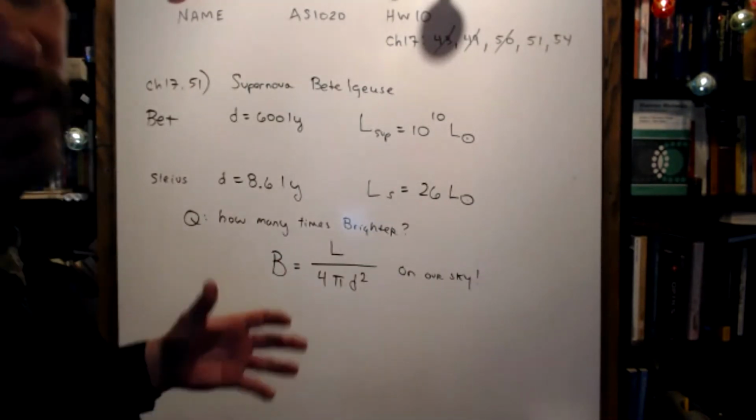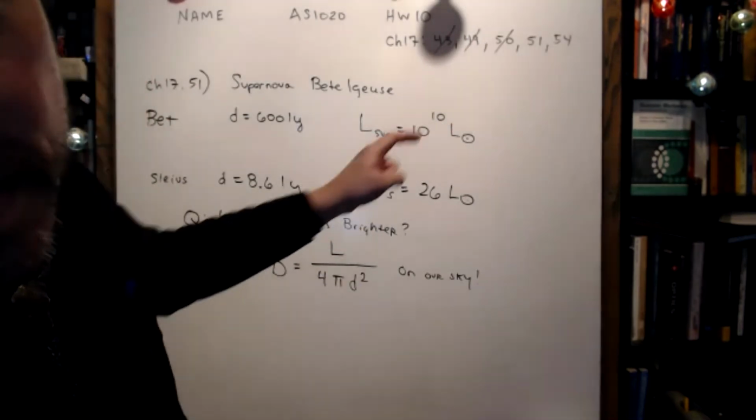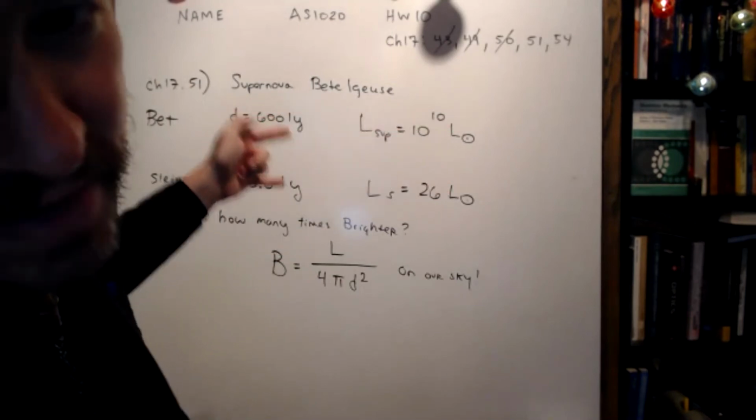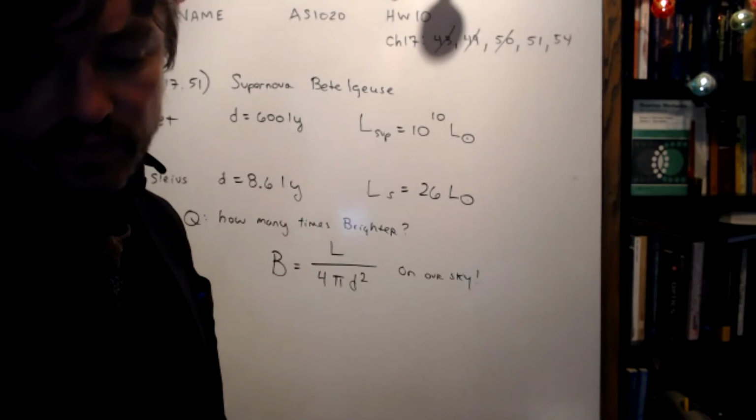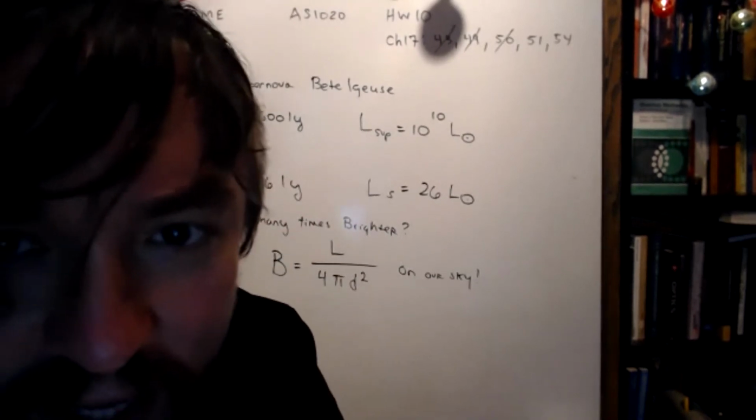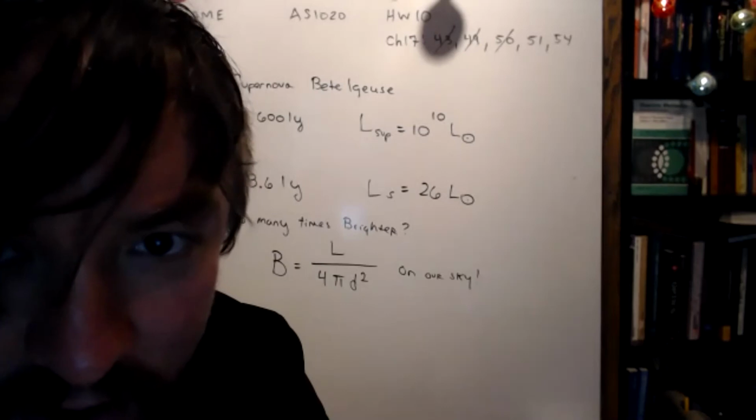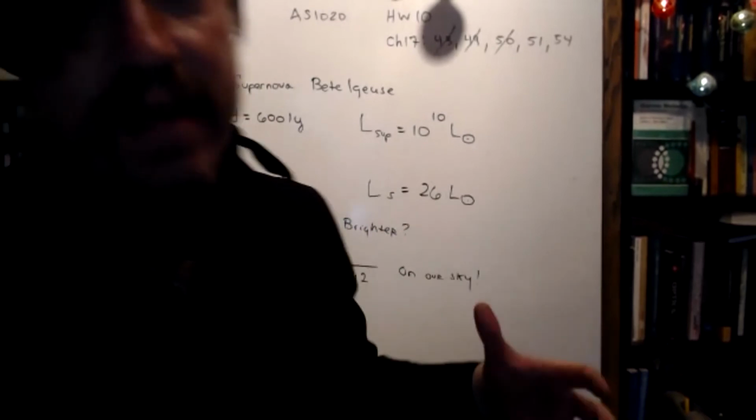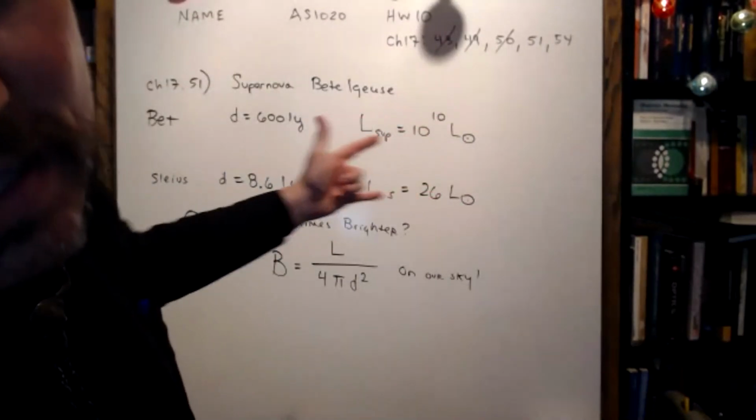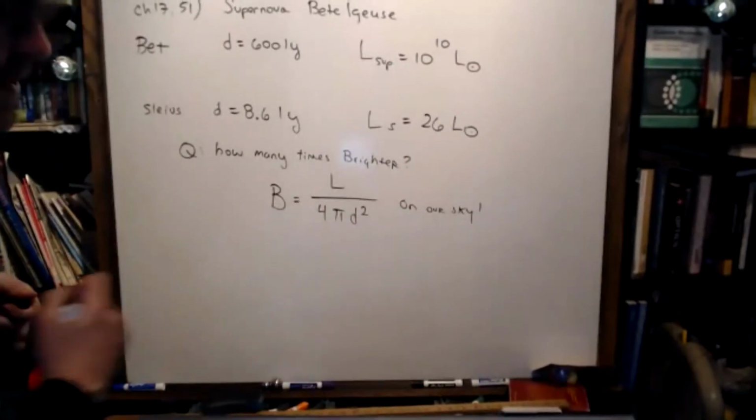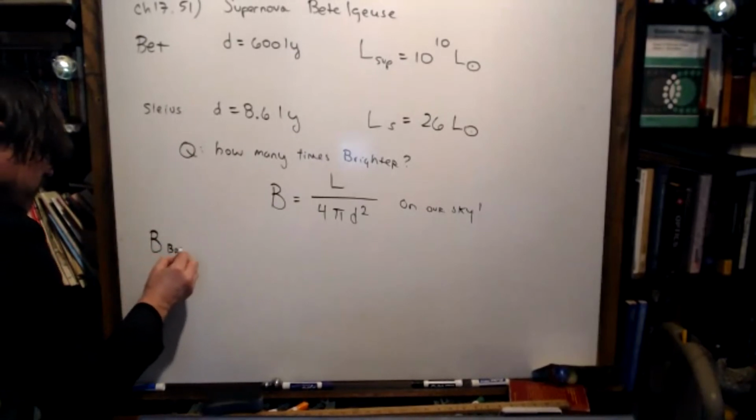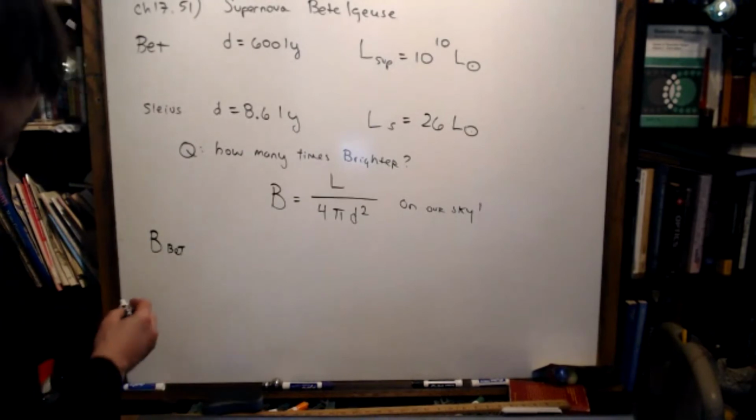Now, I can think of two different ways to do this problem. We could substitute in the values in watts and meters, and then divide them. Or the speedy method: what if we take the ratio algebraically and then substitute in the relative luminosities and the relative distances? In other words, we won't have to convert to MKS units if we set it up like so. The brightness of Betelgeuse, which we're assuming is going to be brighter than the brightness of Sirius.